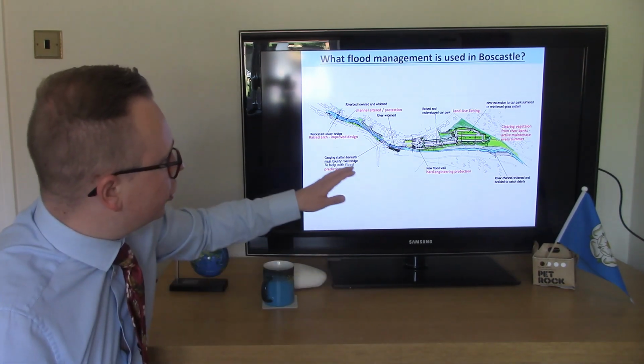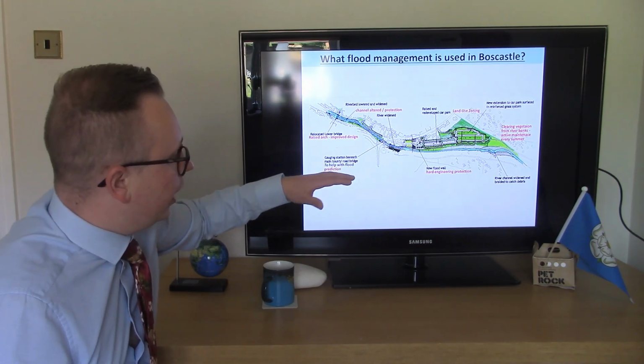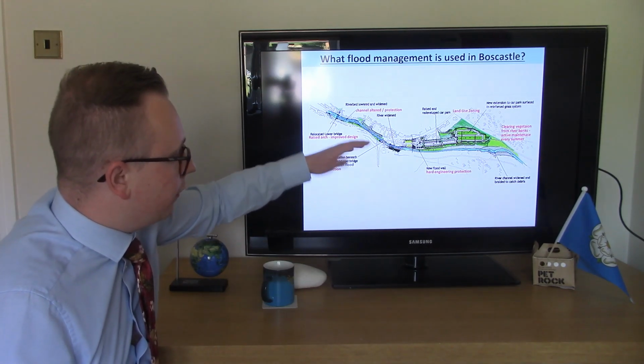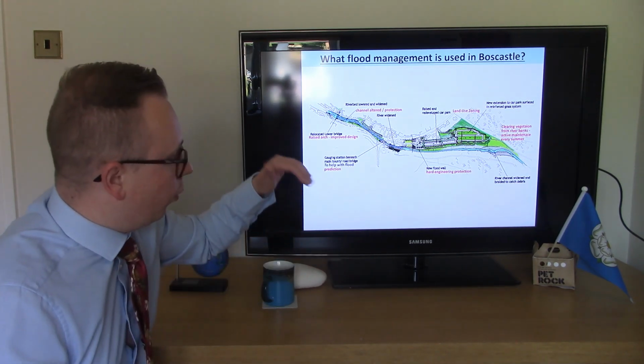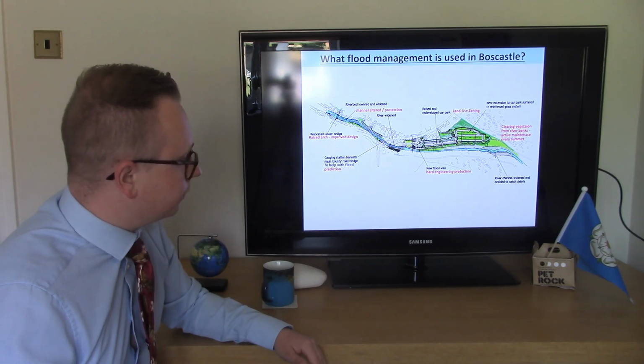And finally, we'll just mention the car parks. There have been amendments to the car parks. They've raised them up and developed them further away from the river itself, and some have actually had this coating of a kind of reinforced grass surface to try and allow water to be infiltrated into the soil below.